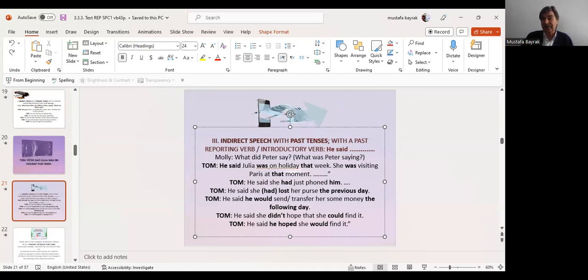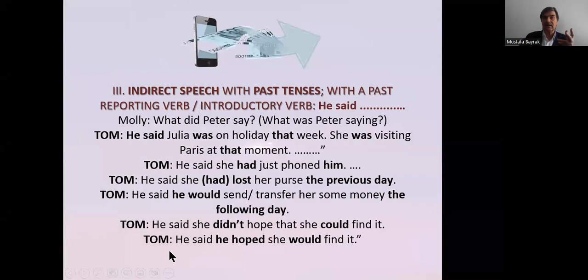He said he would. Yes, originally "I will." He said I will. So Peter said he would send or transfer her some money the following day. Tomorrow changes into the following day. Tom: He said he didn't hope that he could find it. Yes, he said he hoped he would find it. Julia didn't hope that she could find it, but Peter said he hoped she would find it. Okay.